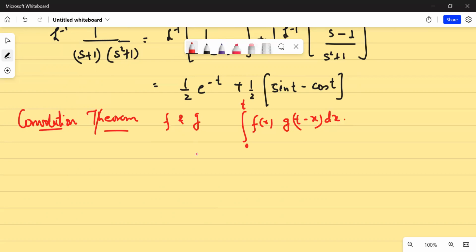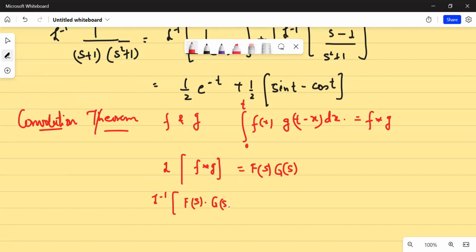This was your convolution. And if I want to take the Laplace transform of this entire f star g, which is your convolution, then you simply get F(s) into G(s). In other words, if I want to take the Laplace inverse of F(s) into G(s), I will simply get my convolution of f and g.